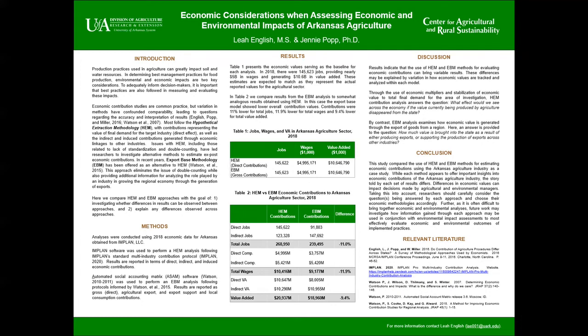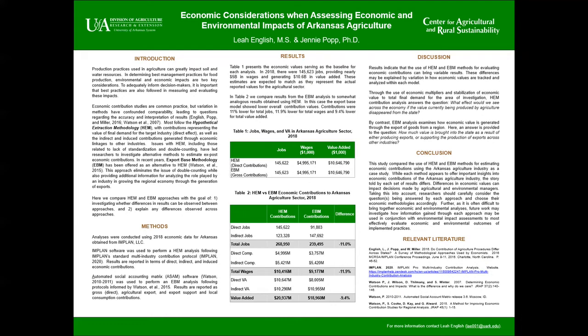In Table 2, we show the direct and indirect agricultural contributions. Direct contributions represent values being credited directly to the ag sector. Indirect contributions are values credited to the ag sector, but that stem from other areas of the economy. Comparing those contributions across methods, export-based results were 11% lower for jobs, 12% lower for wages, and 9% lower for value added. So we did see differences, but why?